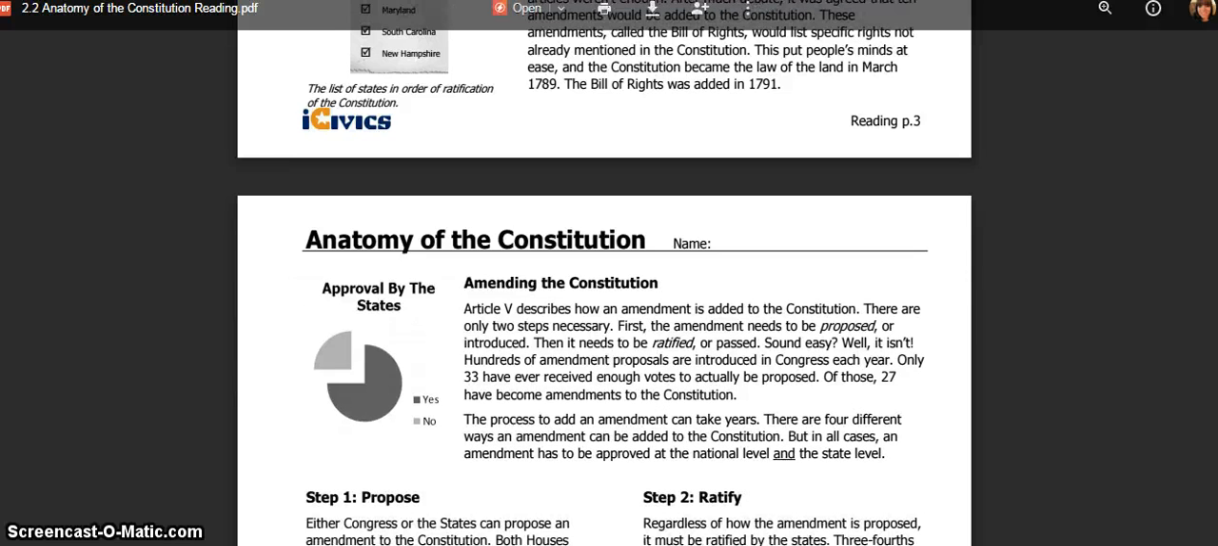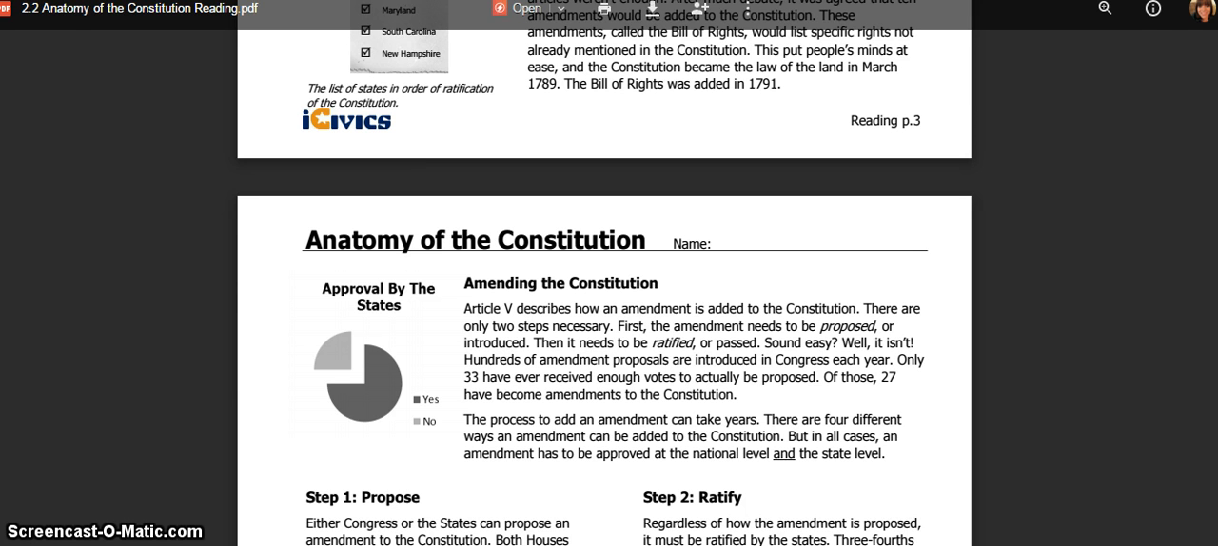Amending the Constitution. Article 5 describes how an amendment is added to the Constitution. There are only 2 steps necessary. First, the amendment needs to be proposed or introduced. Then it needs to be ratified or passed. Sounds easy? Well, it's not.